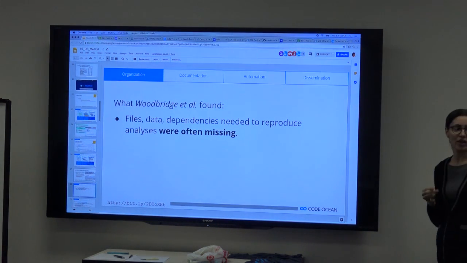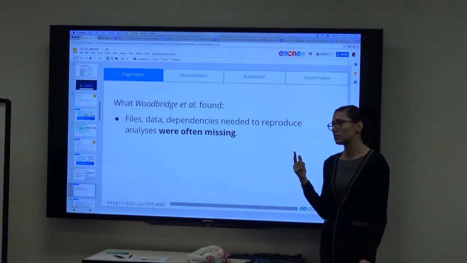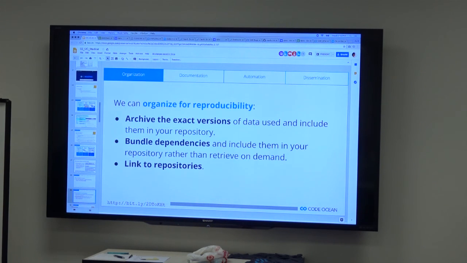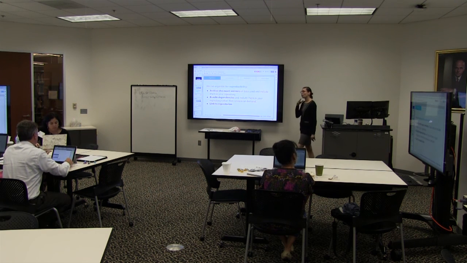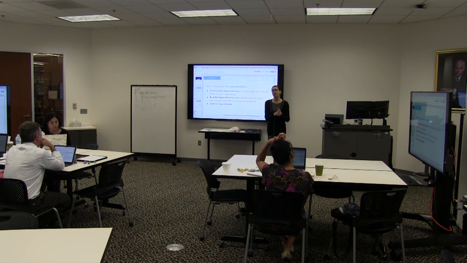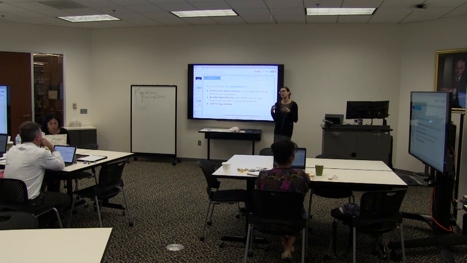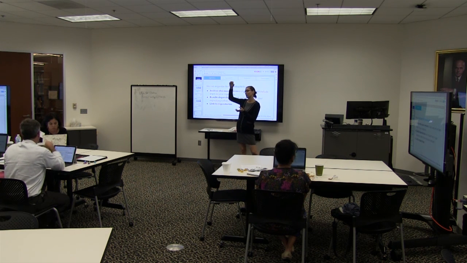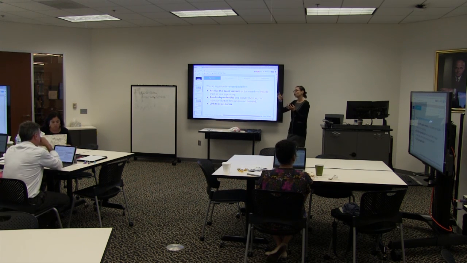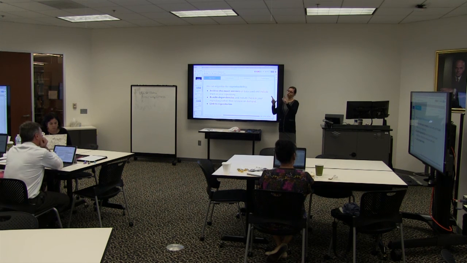What they found in their study was that the files, the data, and the dependencies needed to reproduce the analysis were often missing. So what we can do is organize for reproducibility. We talked about one of the things we need to do, which is to create one repository to hold all of the materials together. It's also important to archive the exact versions of the data used to support a published paper somewhere. So you have a repository, but when you create a publication or share something, you also want to know exactly what version of everything supported that paper, and to archive that somewhere so someone else can find it.